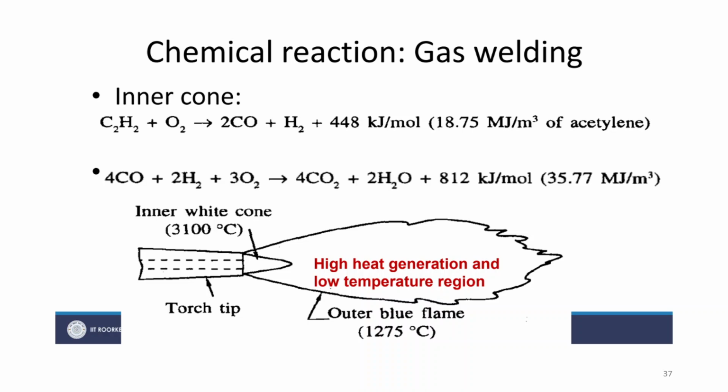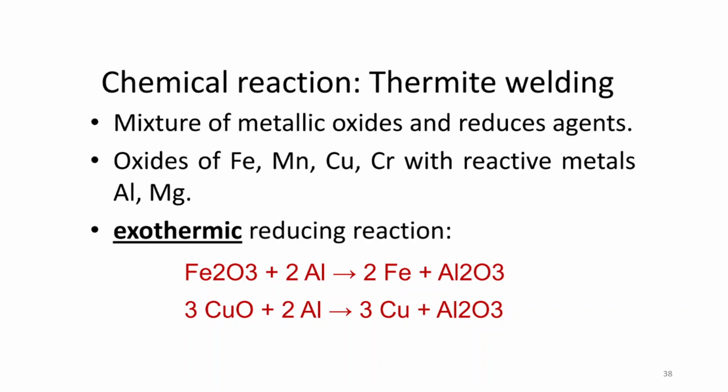So chemical reaction, first one is gas welding, in which you have acetylene combustion and you have flame, which will be used for welding. Next you have chemical reaction in thermite welding, which is a mixture of metallic oxides and reducing agents. So oxides of iron, manganese, copper and chromium with reactive metals such as aluminum and magnesium. Along with this reaction that is shown here, it is exothermic, so there will be heat production as well.